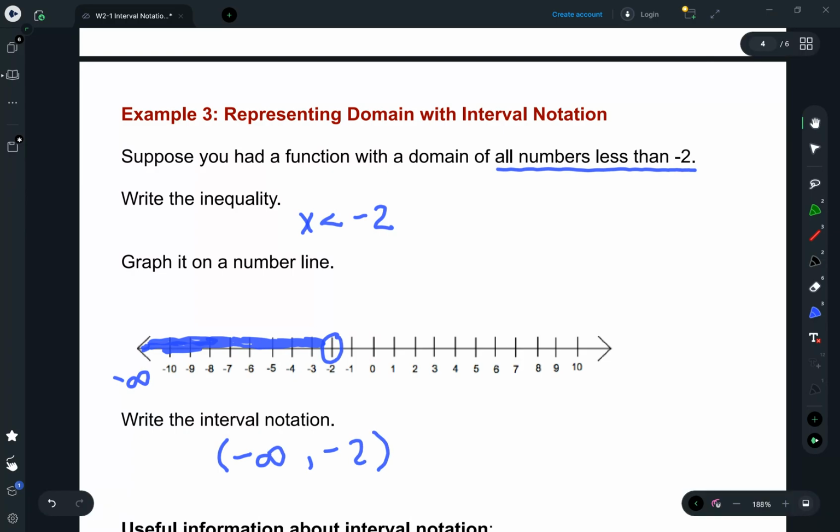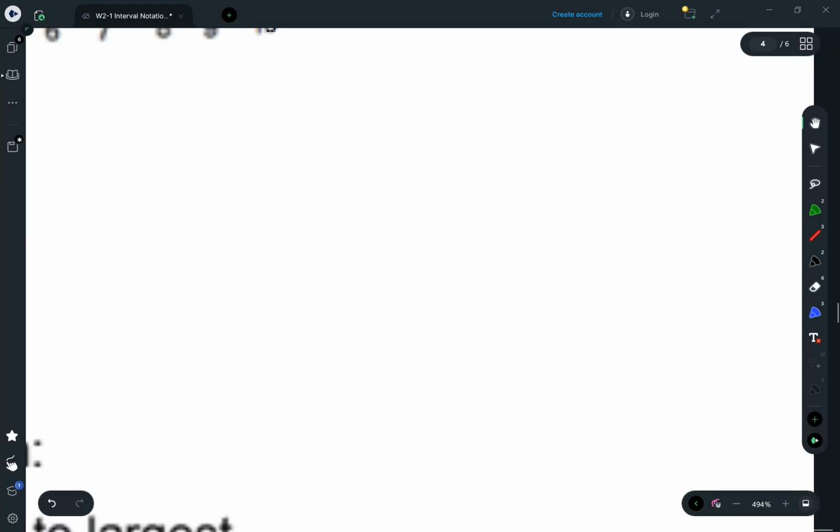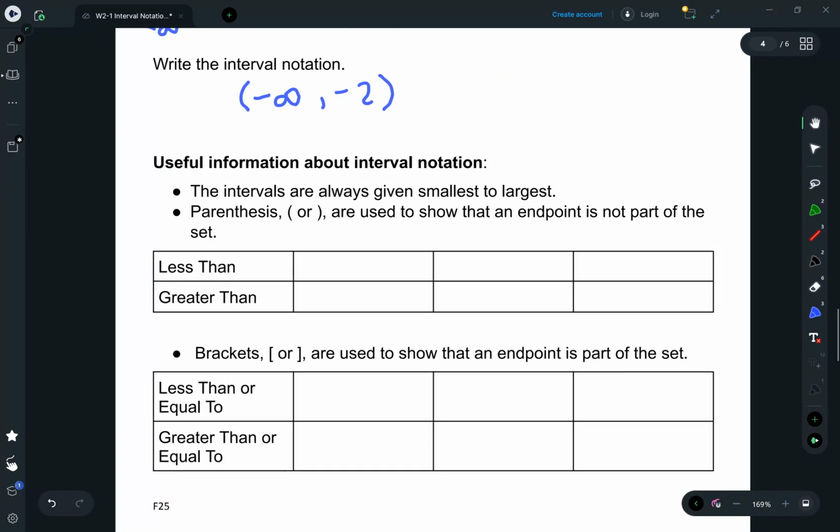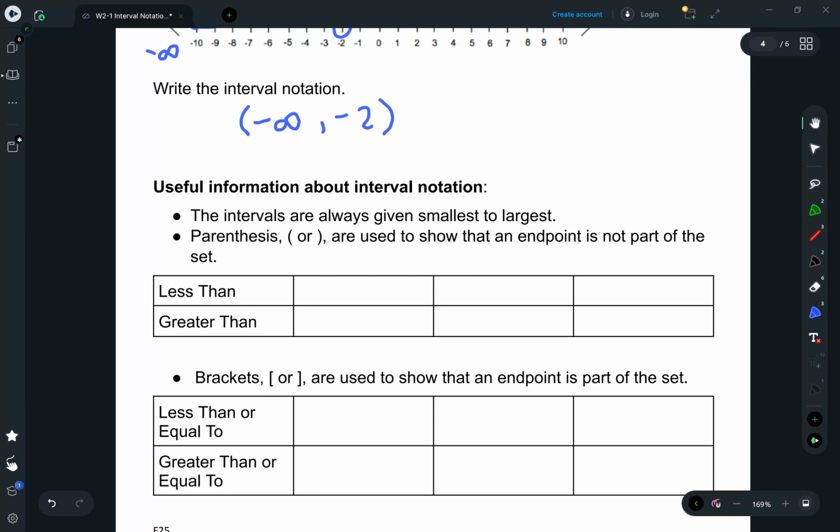All right, so here's a few important things to remember about interval notation. Intervals are always going to be smallest to largest, or if you're reading it on the number line, left to right. Parentheses are going to be used to show that an endpoint is not part of the set or not part of the domain, and brackets are going to be used to show that an endpoint is. So let's fill out this little table.